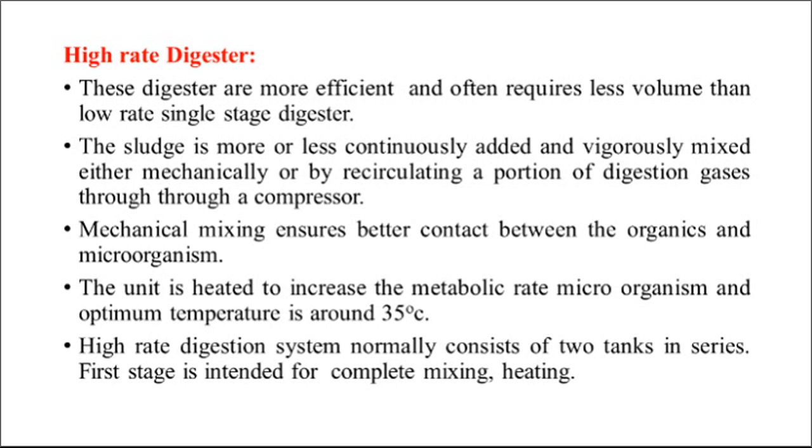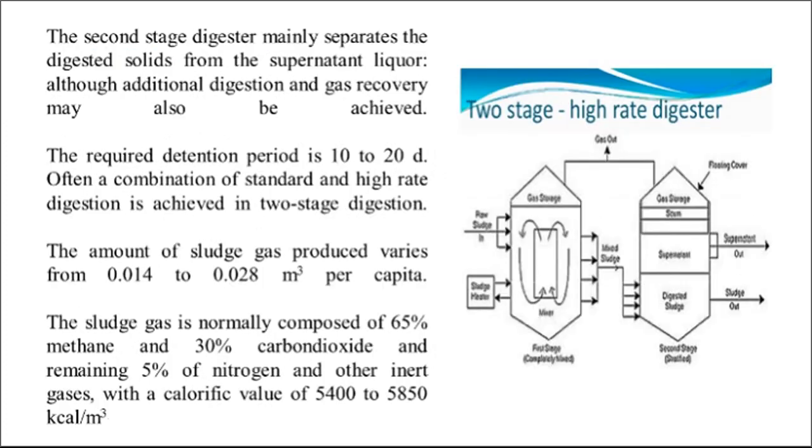High rate digestion systems normally consist of two tanks in series. The first stage is intended for complete mixing and heating, while the second stage digester mainly separates the digested solids from the supernatant liquor, although additional digestion and gas recovery may take place in the second stage. The required digestion period for this digester is about 10 to 20 days. Often a combination of standard rate and high rate digesters is achieved in two stages.